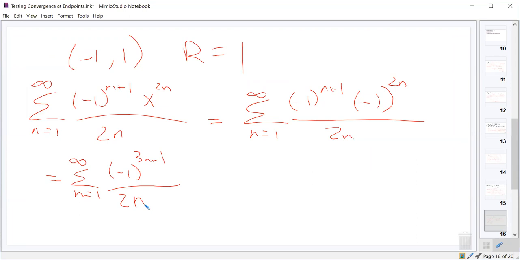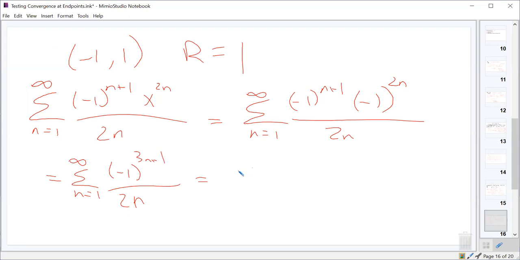What can you tell me about (-1) to the 3n plus 1 if I plug values of n into that? If n is 1, what's the power going to be? 4, right? So we're going to get a +1. What if n is 2? Then it's odd. So it would change, right? This is still going to alternate back and forth between positive terms and negative terms. When I put an odd number in here, we get an even power. When we put an even number in here, because we're adding the 1 to it, we get an odd power. So this is still going to alternate.